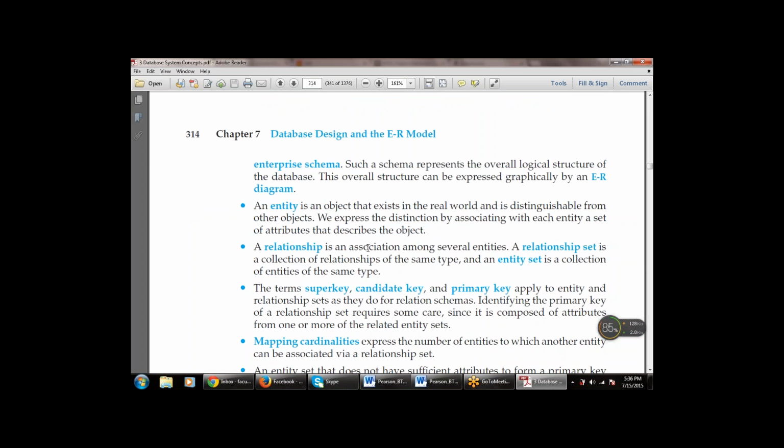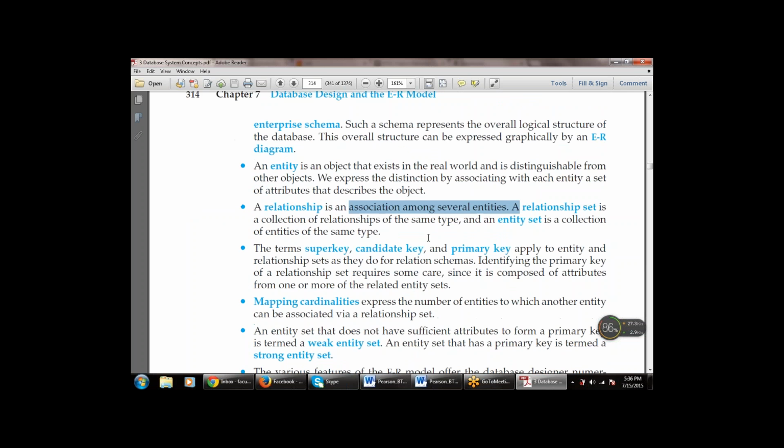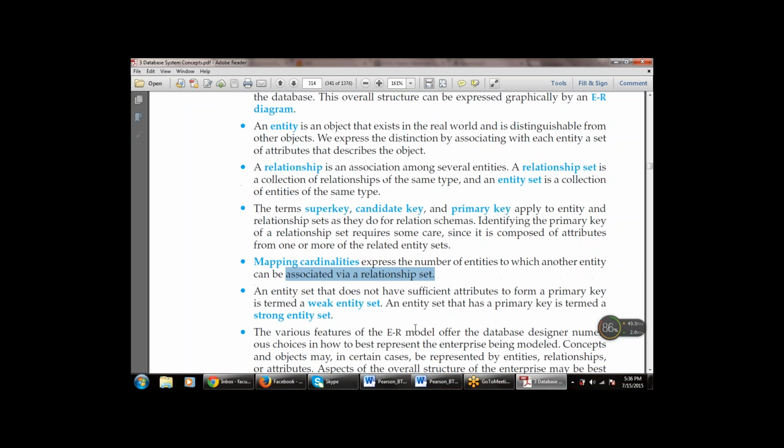Now what is the relationship? That is an association among the various entities. And the relationship set means a combination of various relationships of the same type. Then next, the terms super key, candidate key, primary key also apply to the entity and the relationship set as they do for the relation schemas. Then mapping cardinalities express the number of entities to which the other entity can be associated by a relationship set. That is a mapping cardinality.